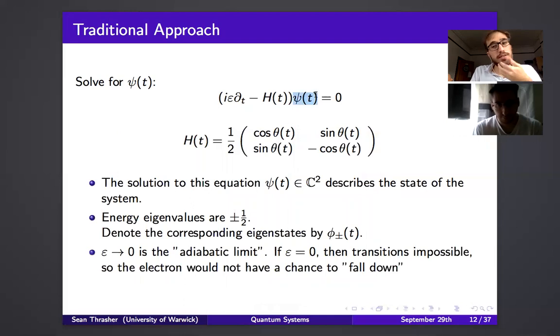Now, you're trying to solve, just like any old equation, for psi of t. What is psi of t? So this, effectively, is what represents the state of your system, of your two-level system. Now, this matrix H has got certain what are known as energy eigenvalues, so plus a half and minus a half. And each of these eigenvalues have got corresponding eigenstates, phi plus, phi minus. Why am I telling you about all of this? Well, phi plus and phi minus, they've got special meaning.